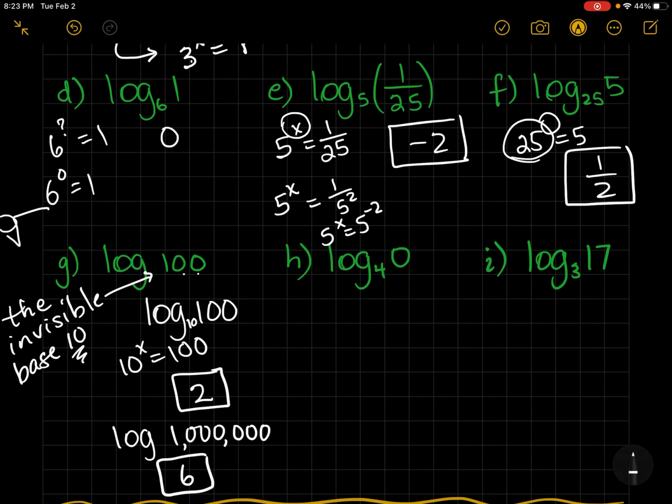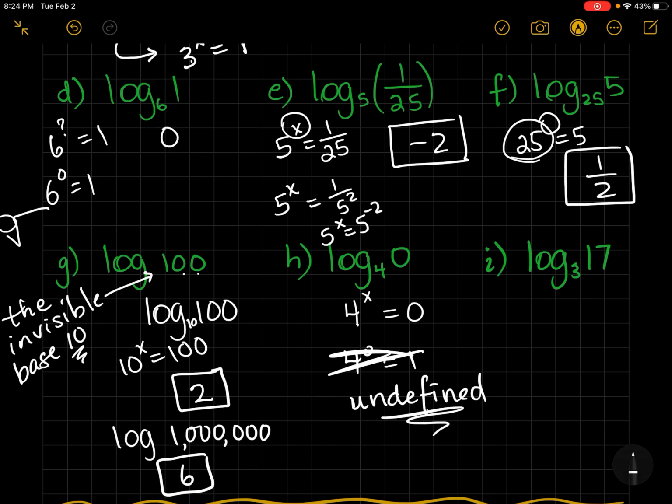Okay, what about this one? We're looking at 4 to some power equals 0. What can we put in for x? What if we did 4 to the 0? Nope, that's 1. That won't work. We say this one is undefined. There's nothing you can put there.